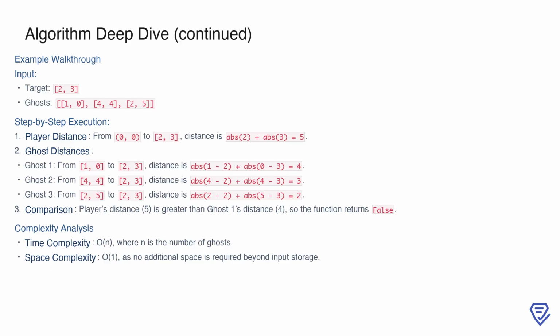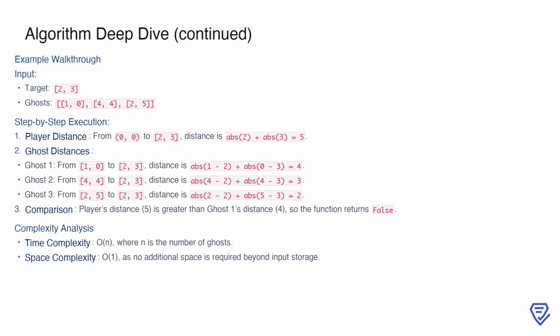Suppose the target is at (2, 3), and there are 3 ghosts positioned at (1, 0), (4, 4), and (2, 5). First, we calculate the player's Manhattan distance to the target, which is abs(2) plus abs(3) equals 5. Next, we calculate the distances for each ghost.